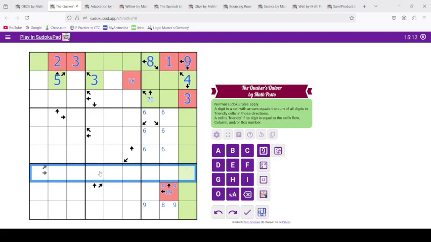7, 8, 9. If it's friendly, it'd be a 7. But you could have like a 1, 1. Oh, this can't be a 1. But anyway, this could add up to 8 if that were a 7, which is possible. If this were a 6, that'd be a 6. Otherwise, you already have a 2 there.